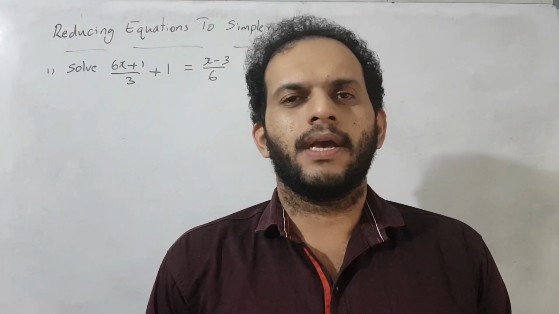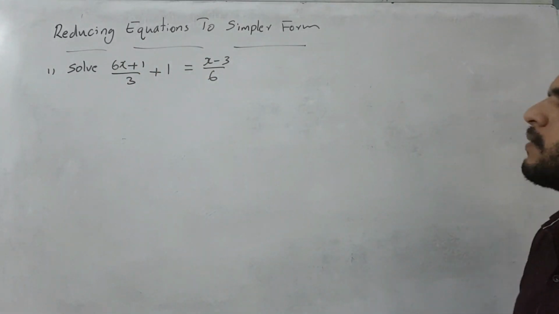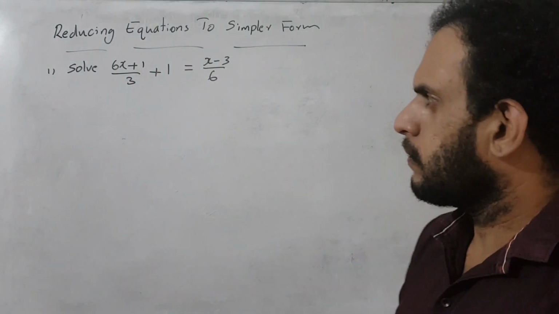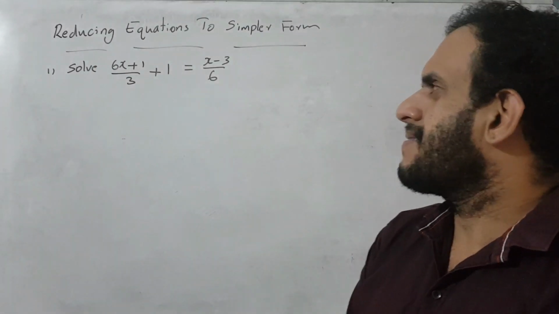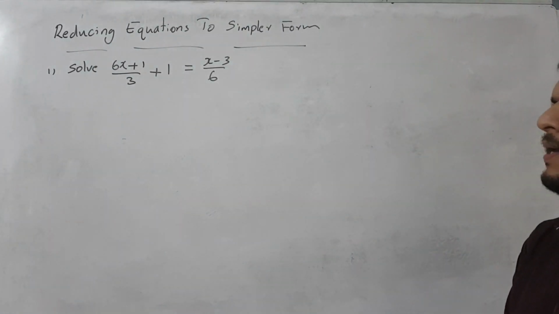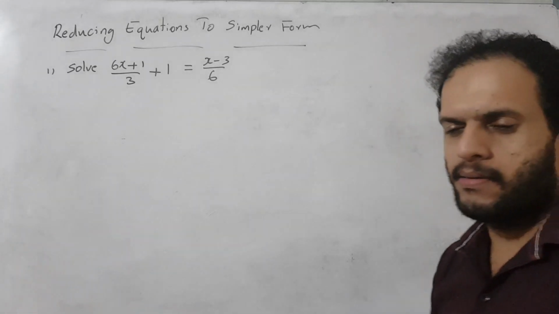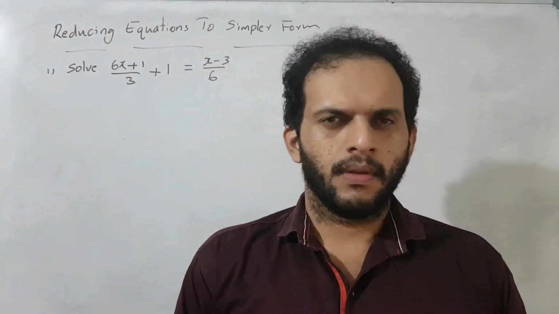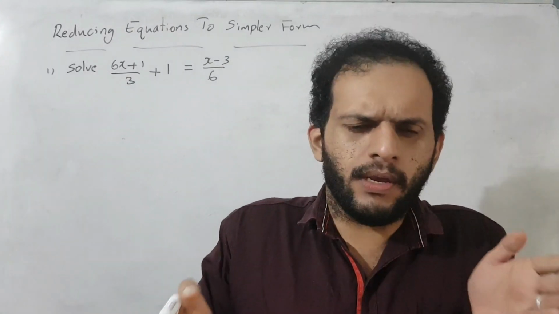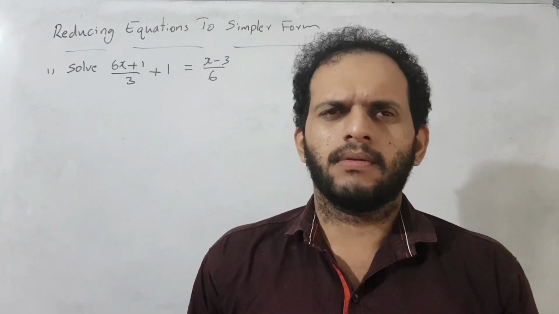Okay, next we go. The next part of the chapter is reducing equation to simpler form. First question like this: solve (6x + 1)/3 + 1 = (x - 3)/6. What is the difference between the previous and this? The ideas are same. We need to take the variables on the one side and the numbers on the other side. What is the difference?